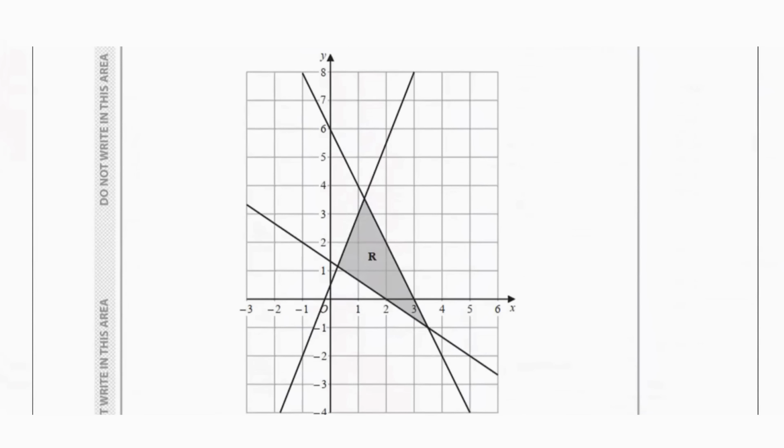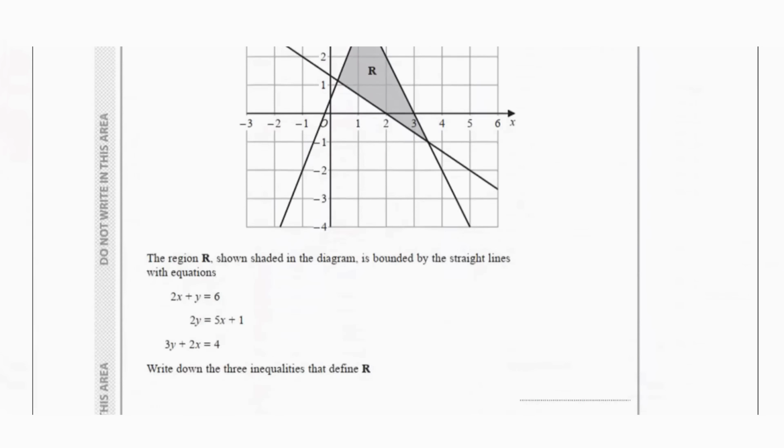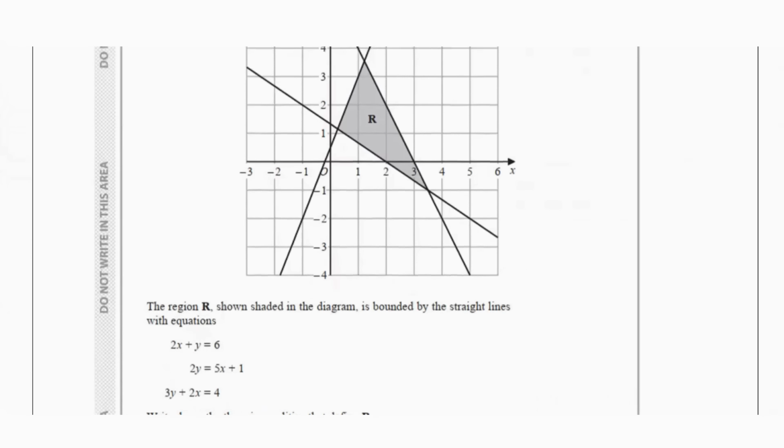The next you can get is graphing inequalities. I heard inequalities came in paper 1 as well, but not graphing inequalities. So to be on the safe side, there's no harm in practicing that. They can either give you equations and ask you to draw those inequalities, or they can give you the graph and ask you to identify which one is which based on the given equations. So the region R shown here in the diagram is bounded by the straight lines with equations 2x plus y equals 6, 2y equals 5x plus 1, and 3y plus 2x equals 4. We have to write down the three inequalities that define the region. So using these equations, we'll first identify which equation is which line and then determine the inequalities.